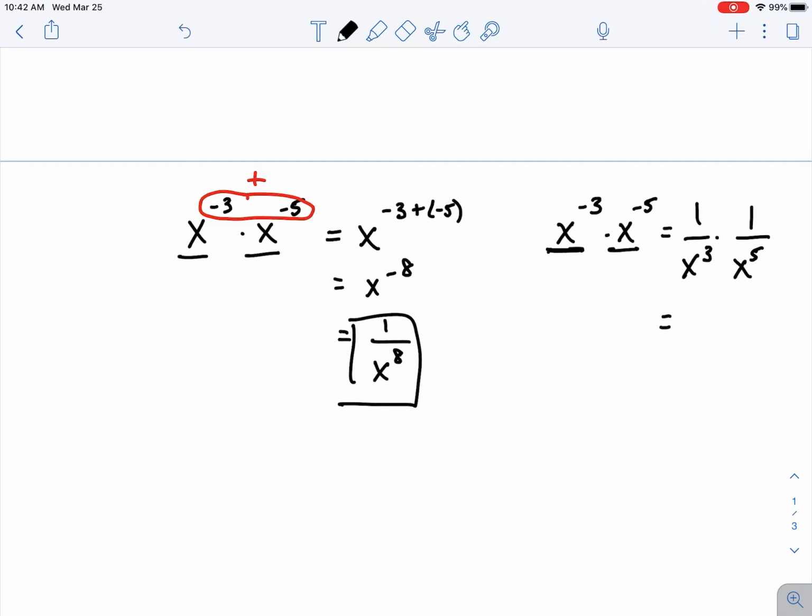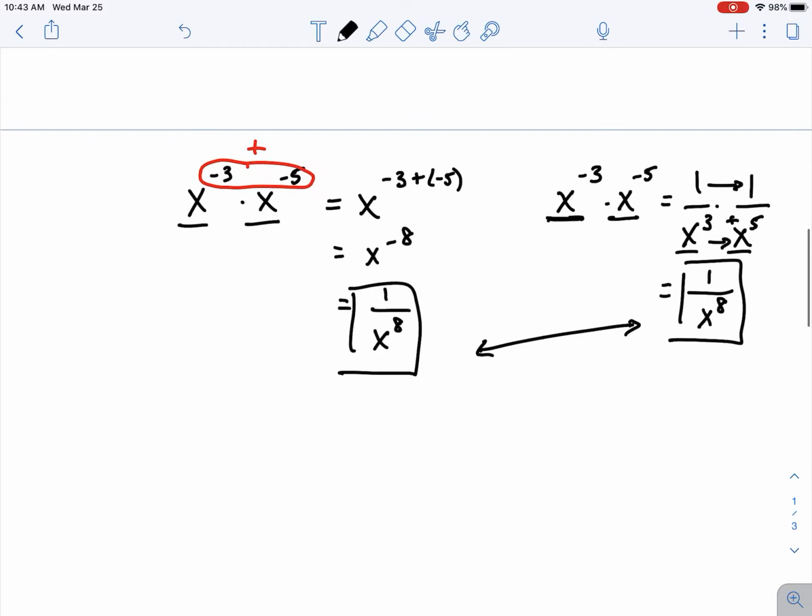When you multiply fractions, you multiply the tops, 1 times 1 is 1, and you multiply the bottoms. Well, our rule says with x's with powers, you add the exponents. So this is going to be 8x to the 8th, and that's your answer. Either way, same result. Okay, so that's one example with powers.